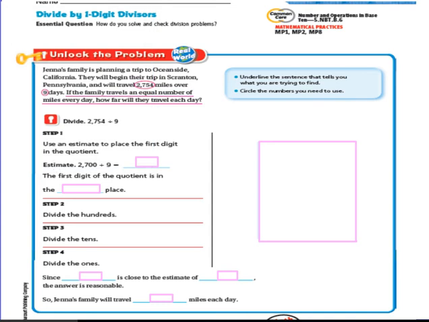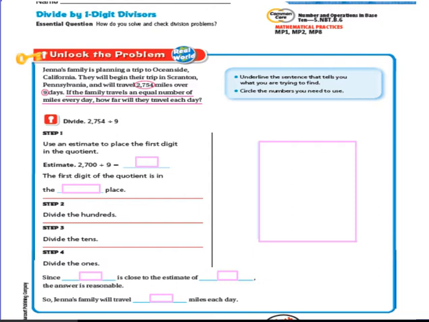Okay guys, we're going to do some more dividing, and we're going to learn a couple more steps to make sure our dividing is precise. So let's unlock the problem. Jenna's family is planning a trip to Oceanside, California. They will begin their trip at Scranton, Pennsylvania, and will travel 2,754 miles over 9 days. If the family travels an equal number of miles every day, how far will they travel each day?